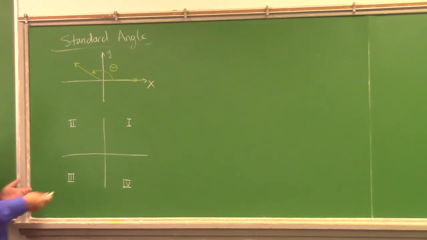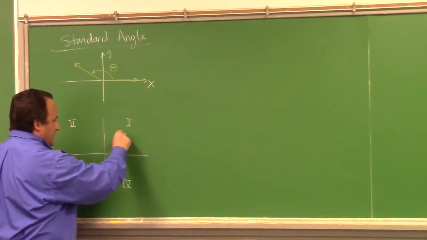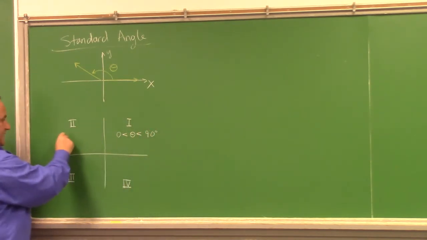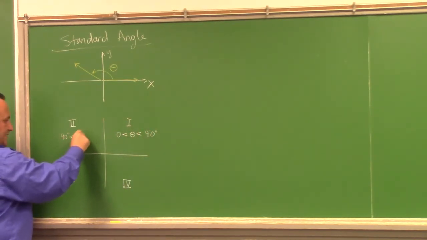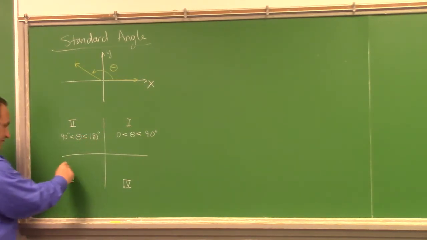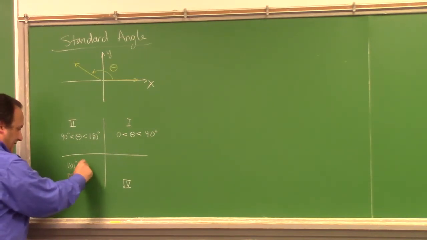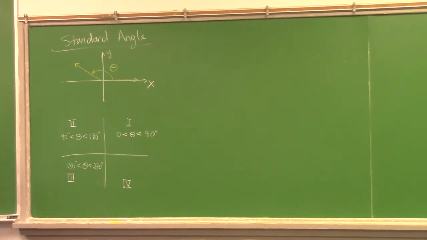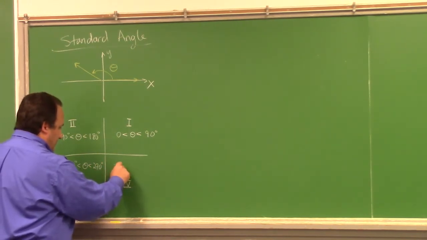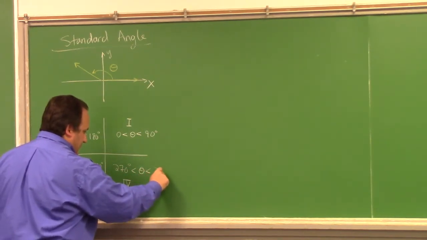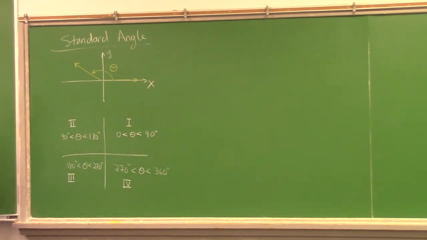And if I had to describe the angles here, we have 0 less than theta less than 90 degrees in quadrant 1, right? We have 90 degrees less than theta less than 180 degrees here. And we have 180 degrees less than theta less than 270 degrees in quadrant 3. And what else do we have? We have 270 degrees less than theta less than 360 degrees over here. So that's one way you can describe standard angle.